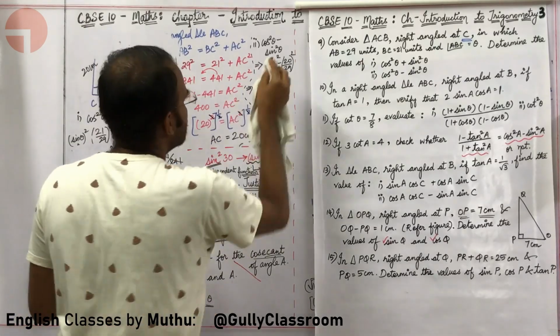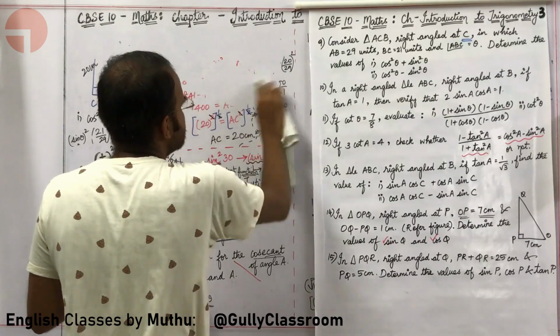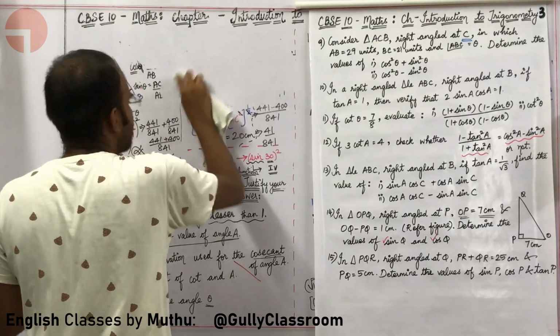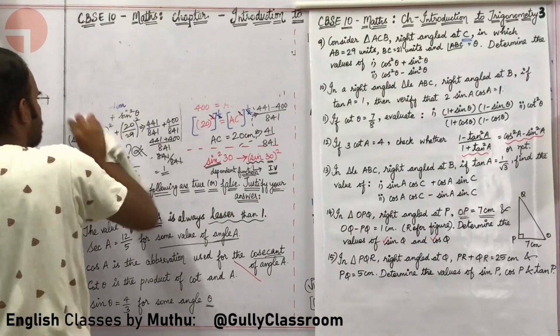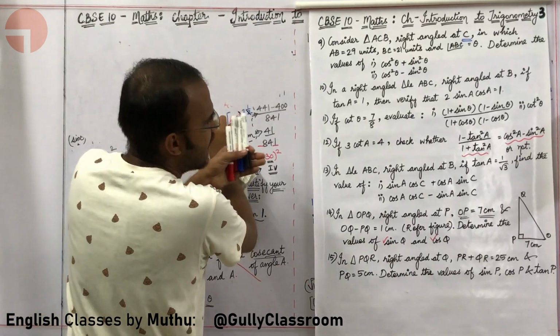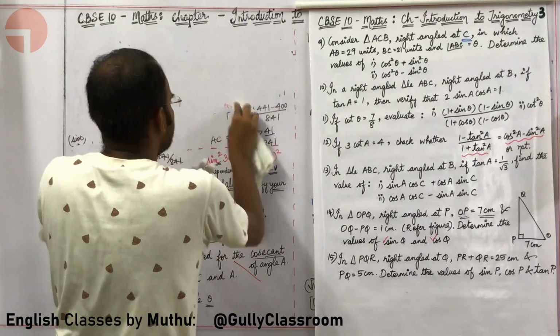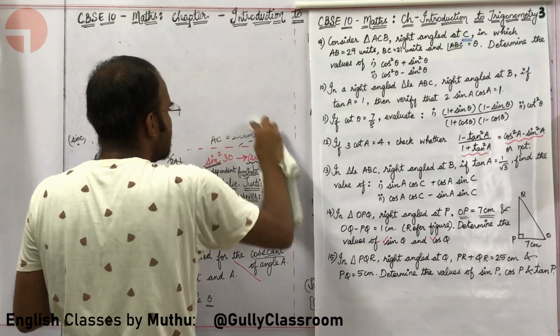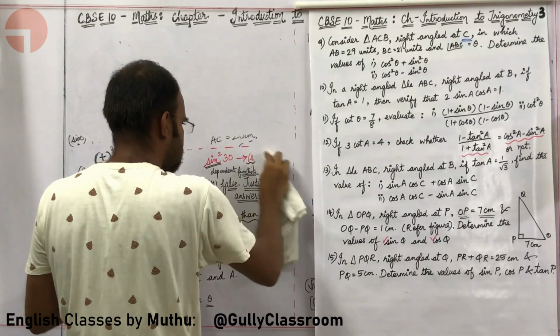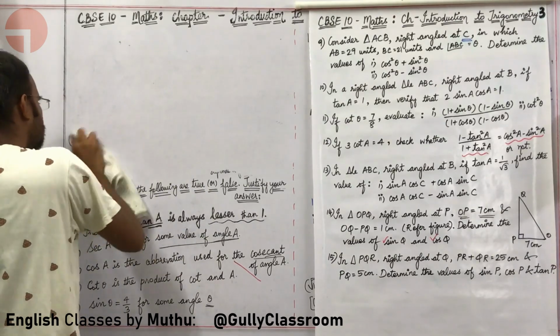Our 12th problem. What does the 12th problem ask of us? The 12th problem is saying that 3 cot A is equal to 4. Now what are they asking? They are asking us to check whether the given equation is true.